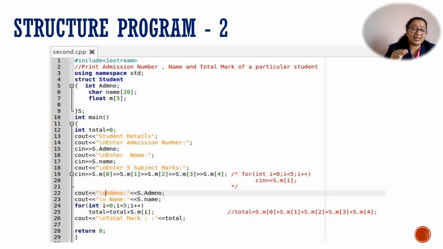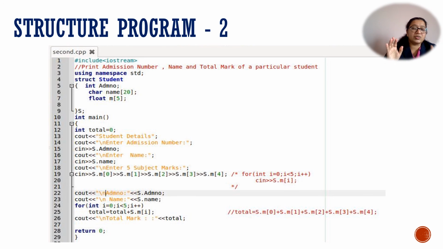Again in the for loop, i increments. Then total is equal to total plus s.m of 1. The second mark will add with the total value, then be assigned to the total itself. So we will get the result of m of 0 plus m of 1 in the total now. Now again i increments. So m of 2's mark will be taken and added to the total. Like that it will go on till i becomes 5.